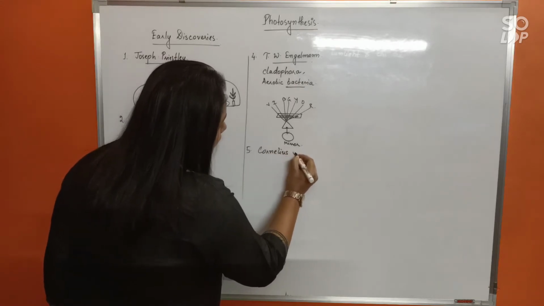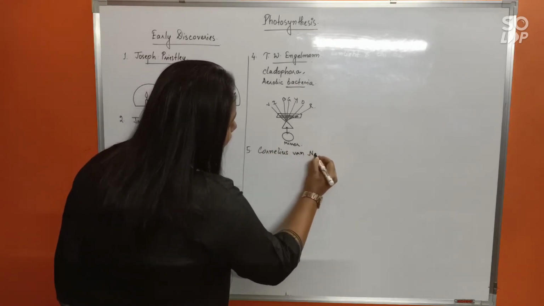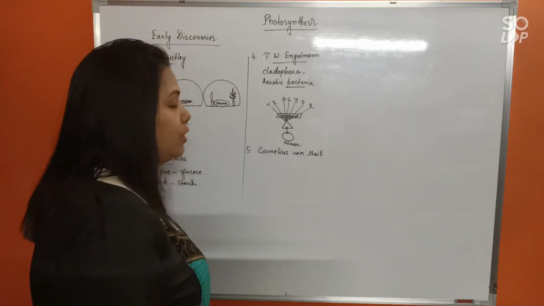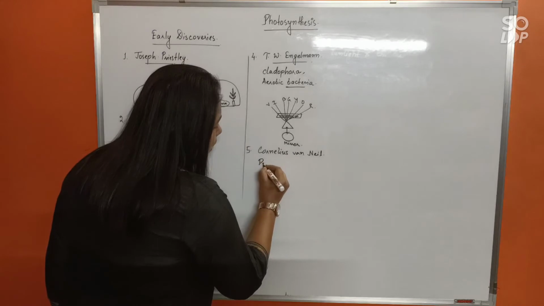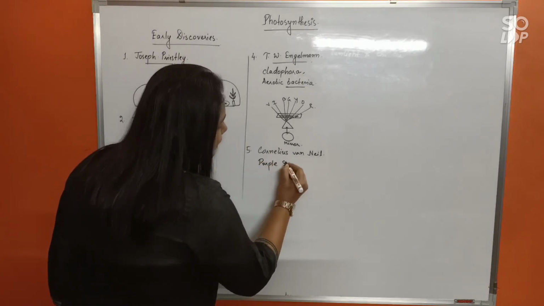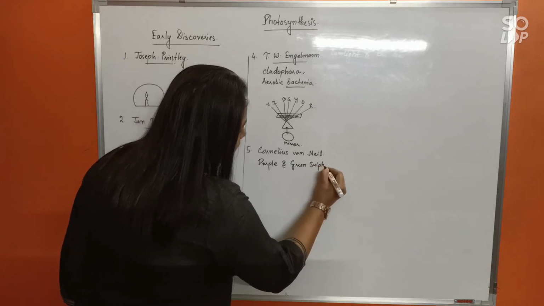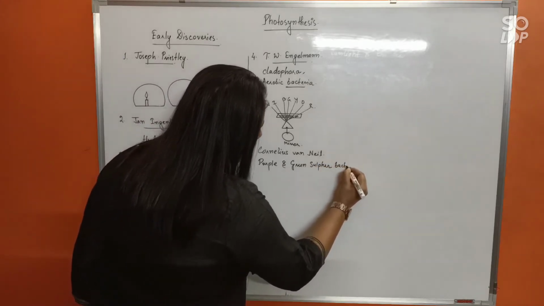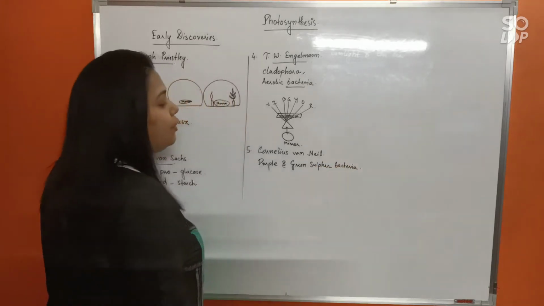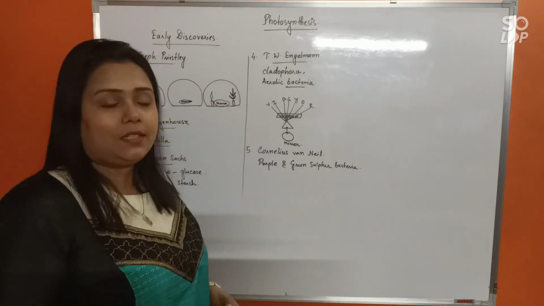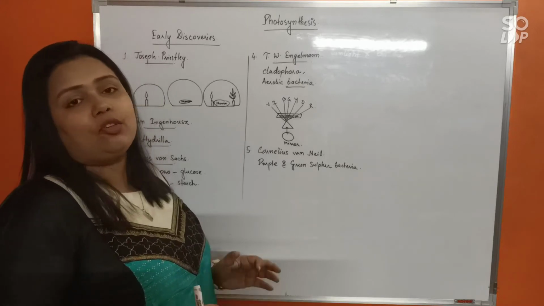Next, Cornelius Van Niel. Cornelius Van Niel experimented with purple and green sulfur bacteria.